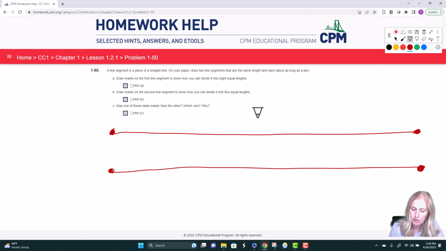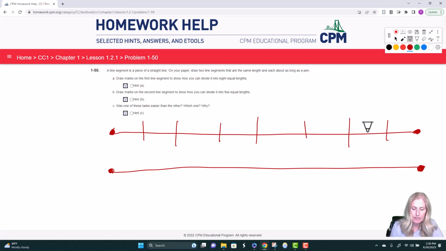So I'm going to divide that in half, and then this section I'll divide in half, and this section I'll divide in half. And as you can see, it's pretty close to 1, 2, 3, 4 equal parts, but I need 8. So let's take each section and divide it in half one more time. And then we have 1, 2, 3, 4, 5, 6, 7, 8.